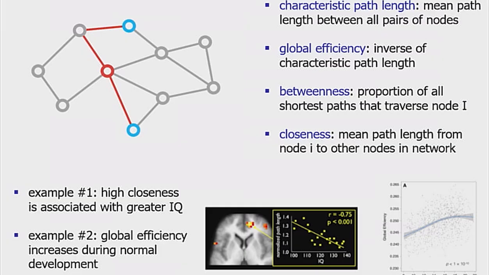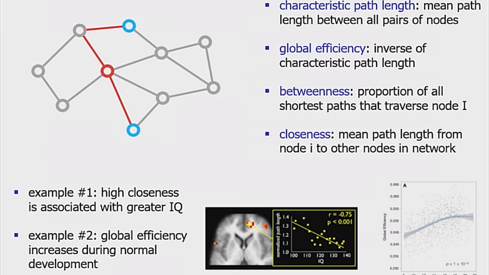If a network has a short characteristic path length, or if it has a high global efficiency, which is a related measure, then that network is well arranged, well organized to transmit information from one node to another on average. You can also ask for my specific favorite node, my region of interest, what proportion of these shortest paths actually go through the node.